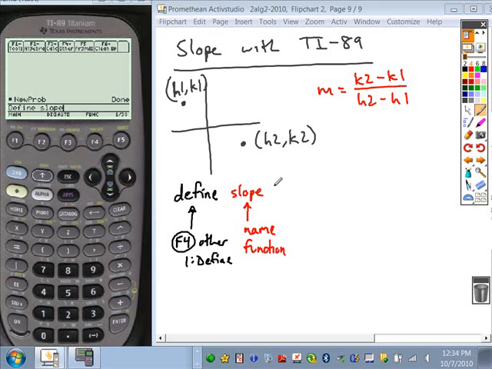Okay, after you name your function, you have to determine the order of your inputs. This is the one thing that you have to remember: when you enter anything under this slope function, you always enter it in the order that you defined it here. The easiest order is, if we take these 2 points, let's go x coordinate, then y coordinate at the first point, followed by the x coordinate and the y coordinate of the second point.